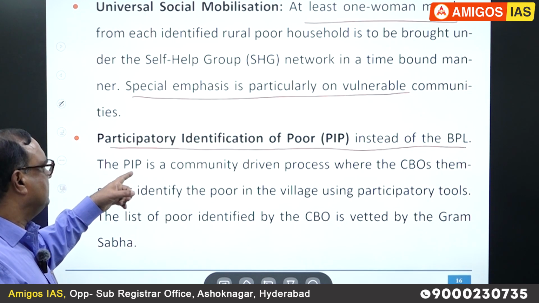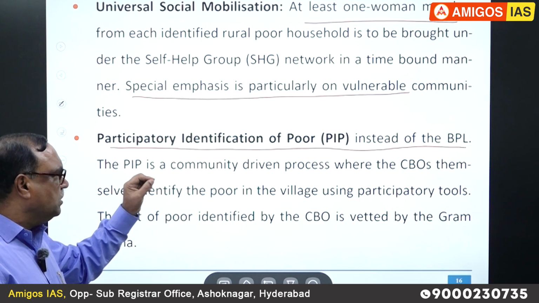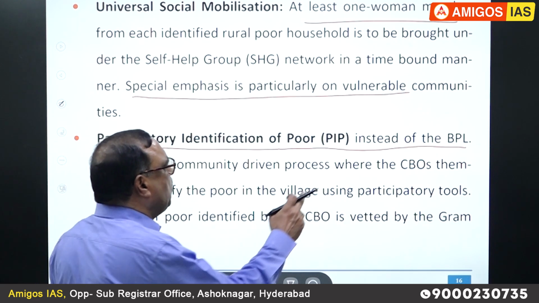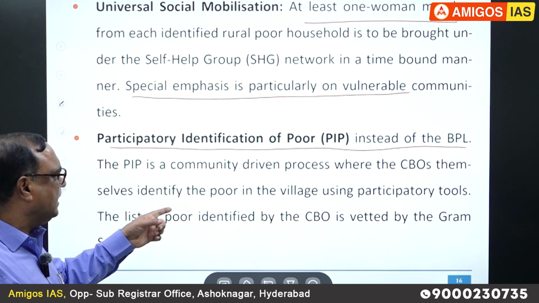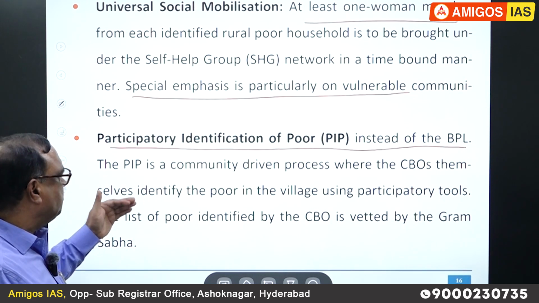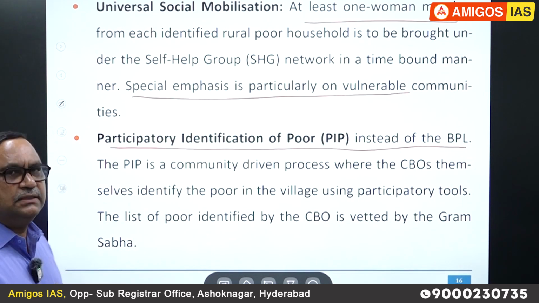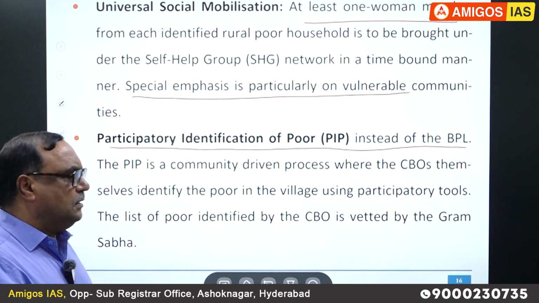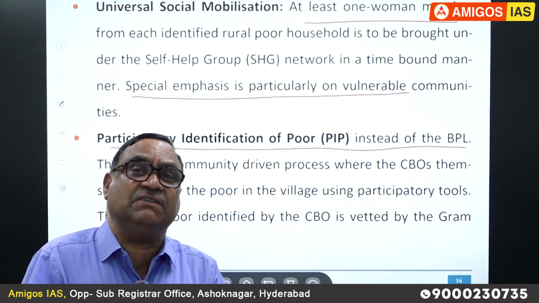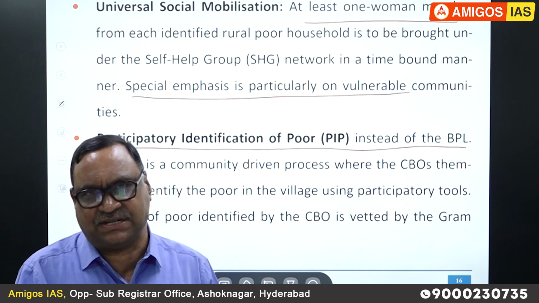The PIP, that is participatory identification of poor, is a community driven process where the CBOs themselves identify the poor in the village using participatory tools. The list of poor identified by the CBOs is vetted by the Gram Sabha. That means the poor who actively involve in the social and economic activities of the self-help groups are identified as the beneficiaries.